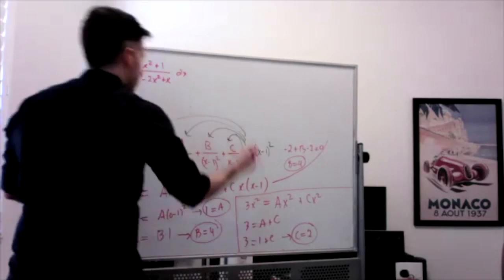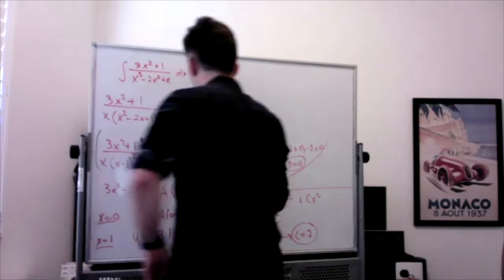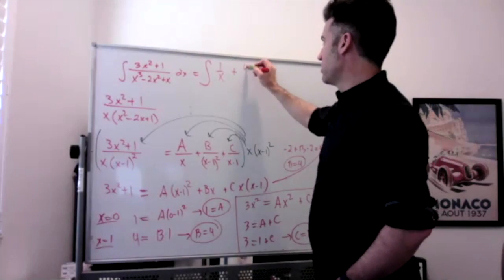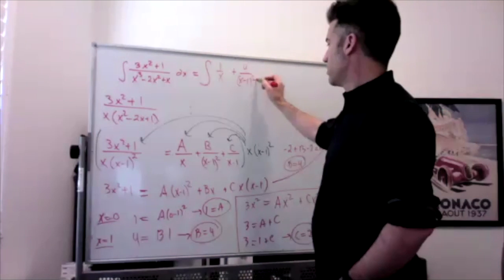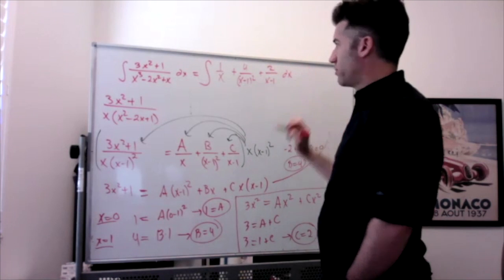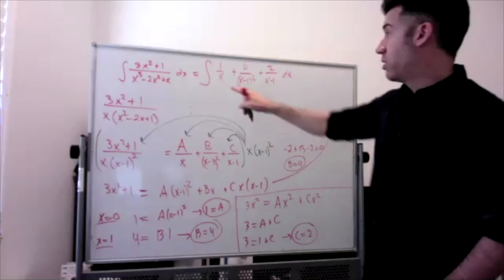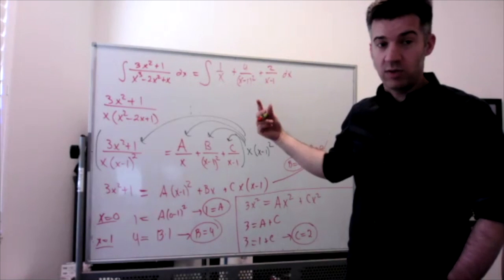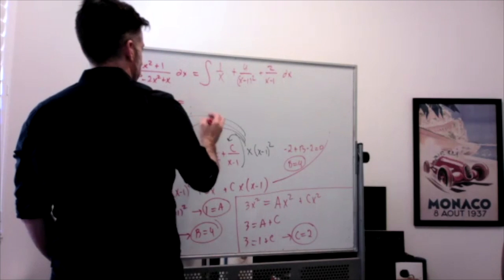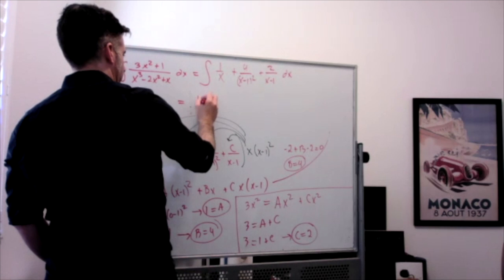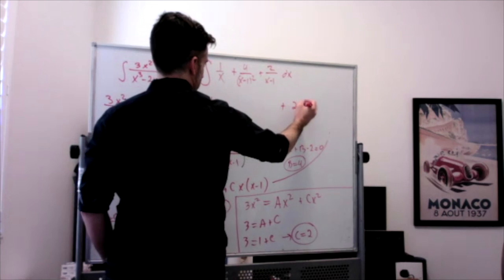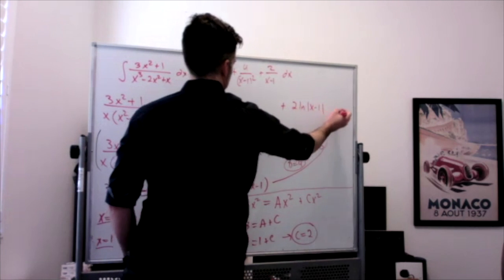So this is going to equal the integral of 1 over x plus 4 over (x minus 1) squared plus 2 over (x minus 1). Okay, the 1 over x and the 2 over (x minus 1) are easy, right? Those are just logarithmic integrals. So you get the natural log of the absolute value of x. We'll leave this one alone for a minute. And you get 2 times the natural log of the absolute value of x minus 1.